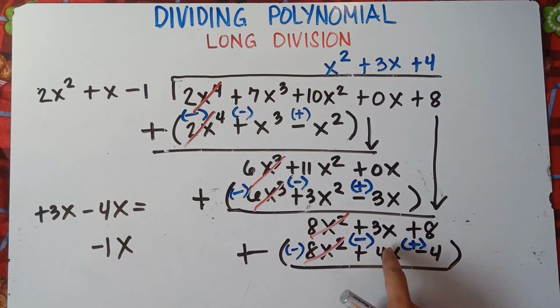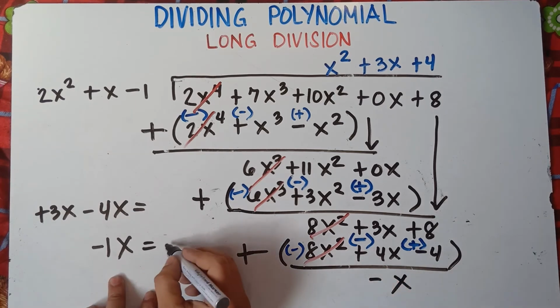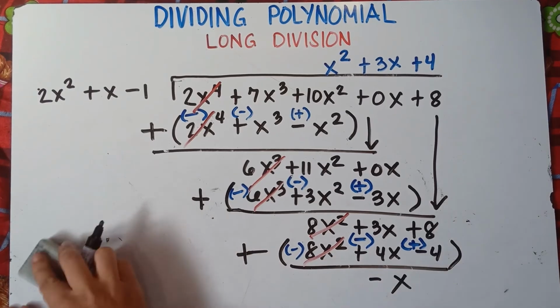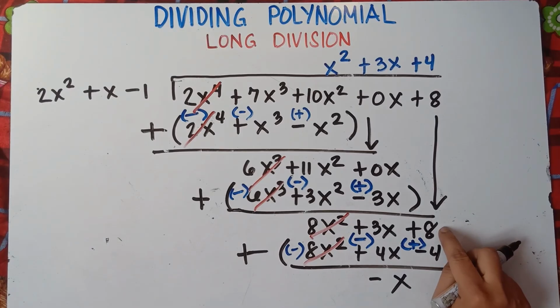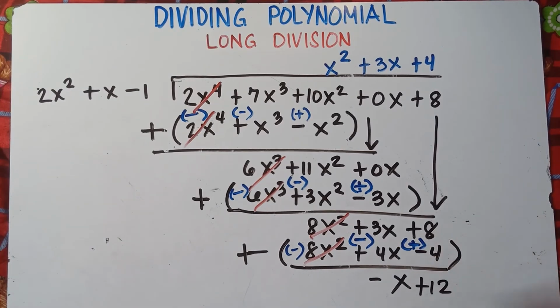Once again, positive 3x minus 4x. If the signs are not the same, you subtract. 4 minus 3 is 1. Then you copy the sign of 4. 4 is greater than 3. We have negative 1. Simply copy x. Negative 1x is just the same as negative x. Understood that there's one here. And then, positive 8 plus 4, that's positive 12.